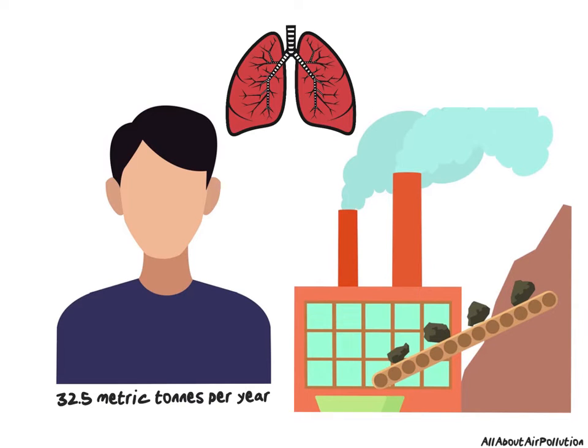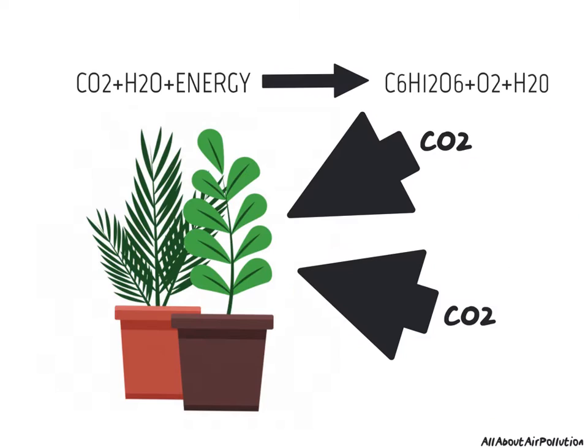Most CO2 is produced by the combustion of fossil fuels, and human actions produce or release about 32.5 metric tons per year. Carbon dioxide is a reactant in photosynthesis, so it is absorbed by plants. It is also a waste product of respiration, and so it is released by the exhalation of animals, including humans.